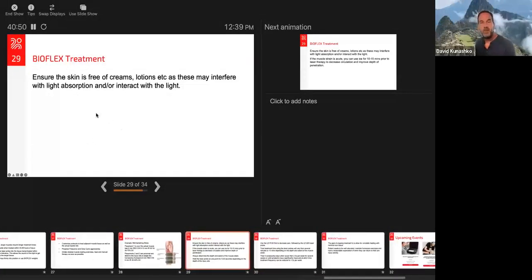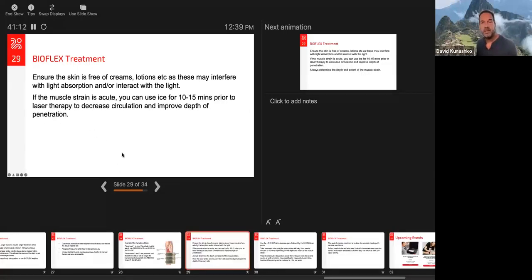A few other tips: make sure the skin is free of creams. Sometimes people use BioFreeze or different menthol creams, that kind of thing. They gum up the equipment, they can absorb light. Always make sure the skin is free of any lotions. And they can also affect the absorption of light, interact with the light.